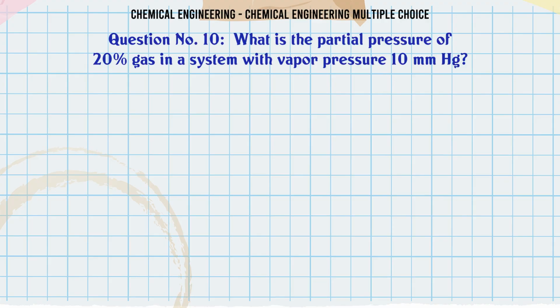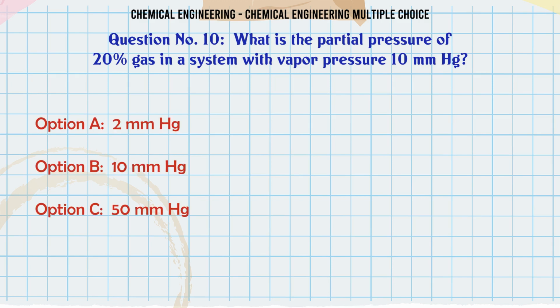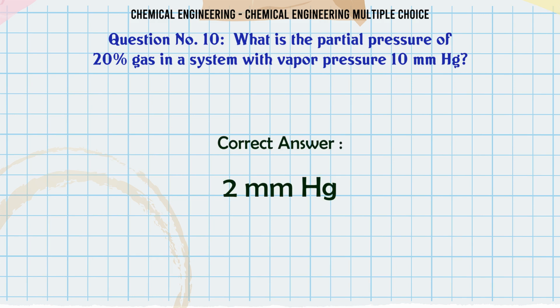What is the partial pressure of 20 gas in a system with vapor pressure 10 mm Hg? A 2 mm Hg, B 10 mm Hg, C 50 mm Hg, D 100 mm Hg. The correct answer is 2 mm Hg.